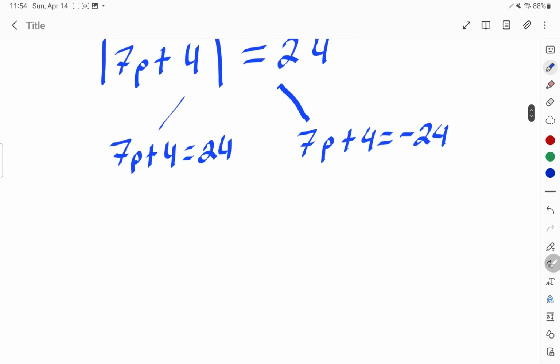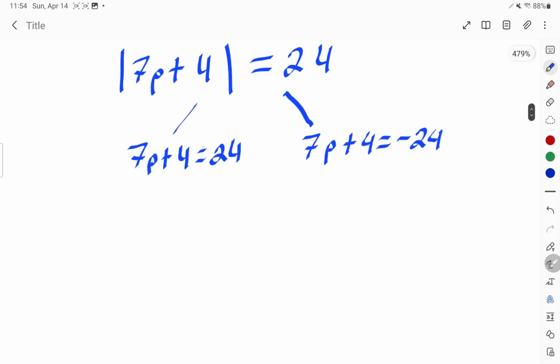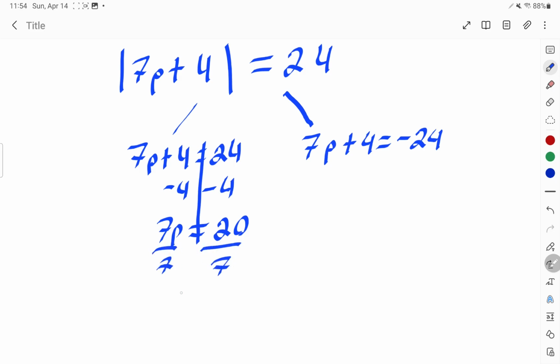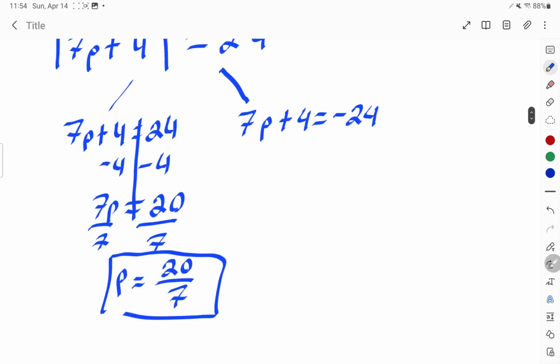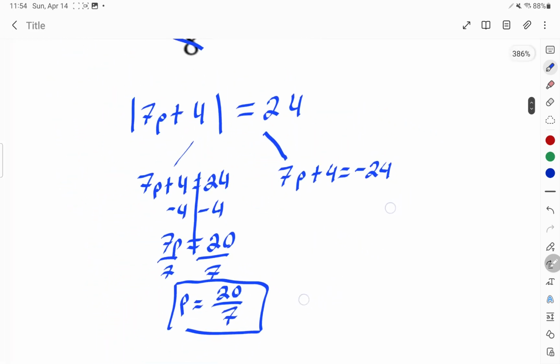That's the only thing I'm going to change. Now I'm going to be solving each equation separately. So the first one, I'm going to subtract 4 on both sides. So that gives me a 20. So I have 7p equals 20, divide both sides by 7. And now we have p is equal to 20 over 7. I'm going to leave it as a fraction because I cannot simplify. And that is my first answer here.